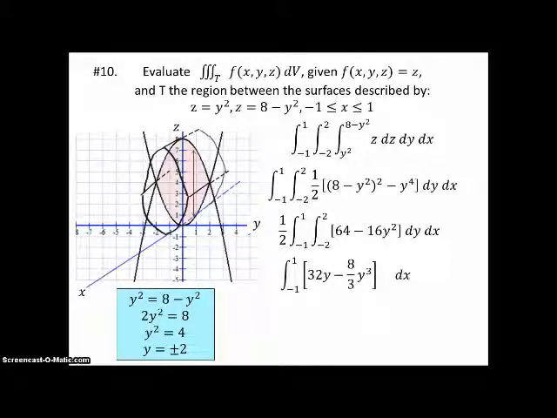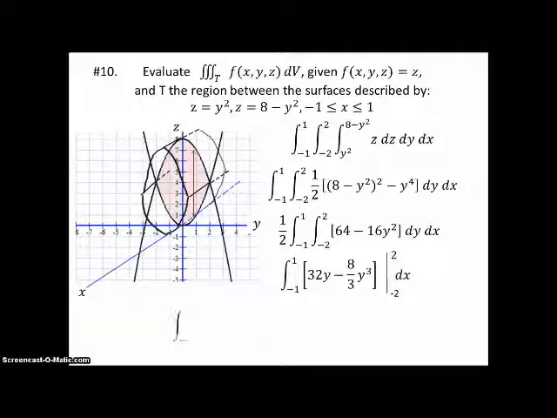So let me just check that real quick. The derivative would be 32 minus 8y squared. Yep, so that's correct. And we're going to evaluate that from -2 to 2. So now we have 256 thirds in our integrand, which integrates easily. We're going to evaluate that from -1 to 1. And we get 512 thirds as our final answer.